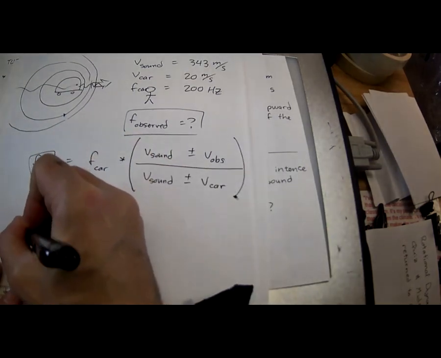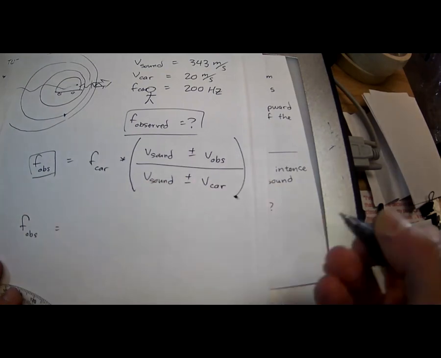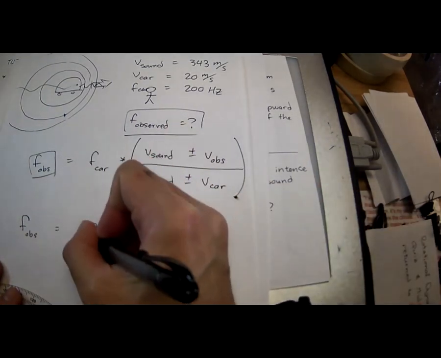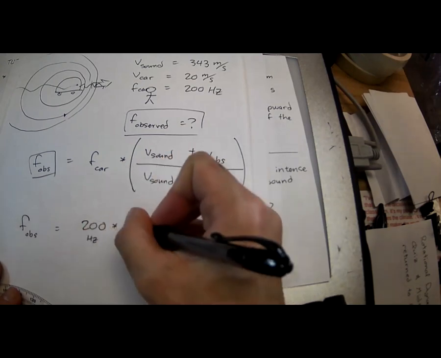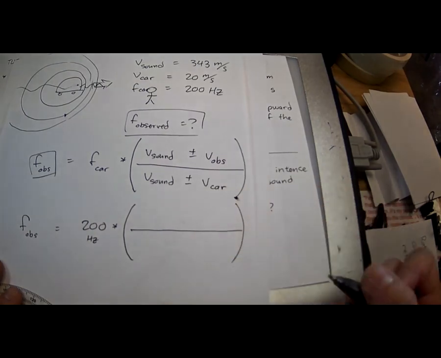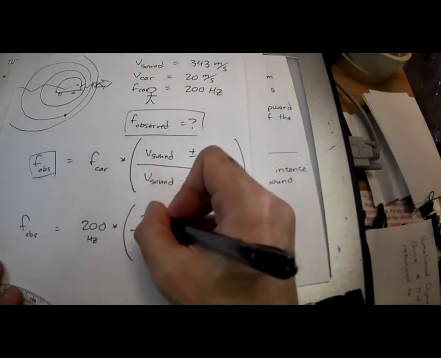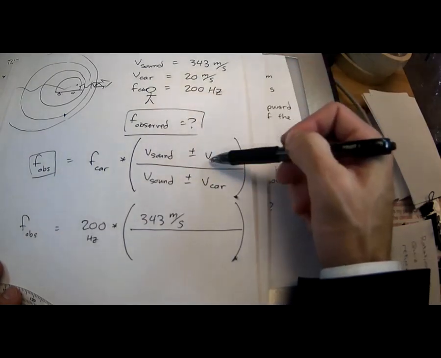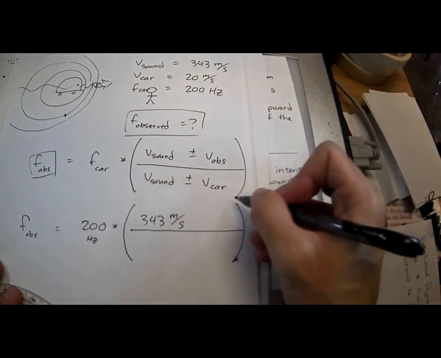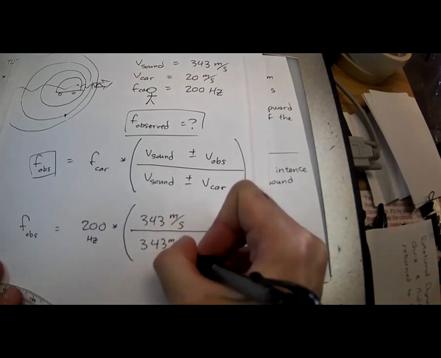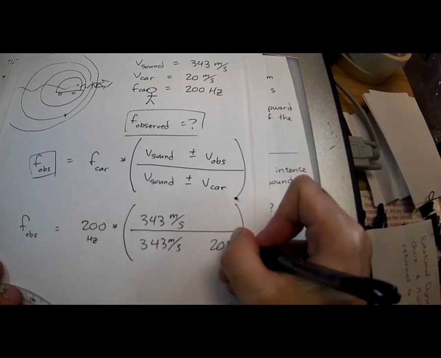So this looks like a pretty straightforward, just plug-in type application. The car frequency was 200 hertz. That's if the car had been parked or at rest, or if you're along for the ride and you hear your own car horn, it sounds like 200 hertz. Speed of sound, 343 meters per second. Now, if the observer is just standing there, then the observer speed is just 0, so plus 0 on top never really changes anything. But the denominator, 343 meters per second, and then the velocity of the car, I said, was 20 meters per second.